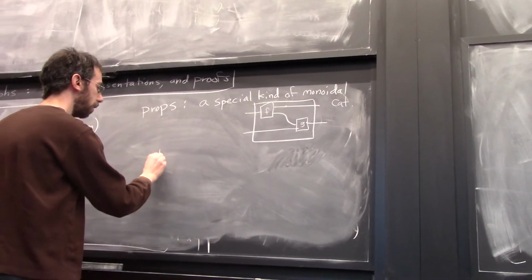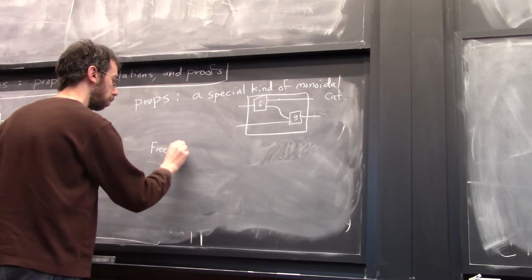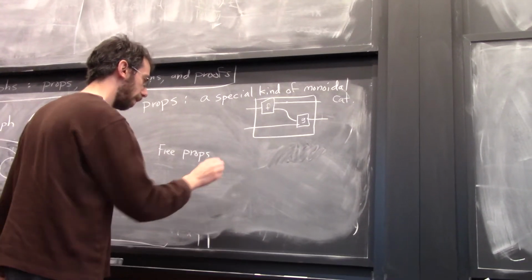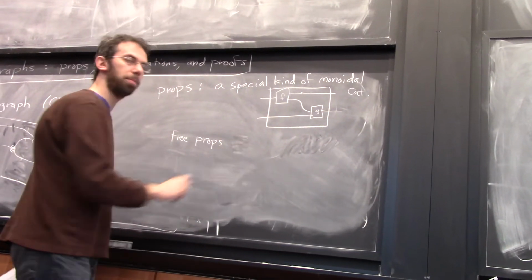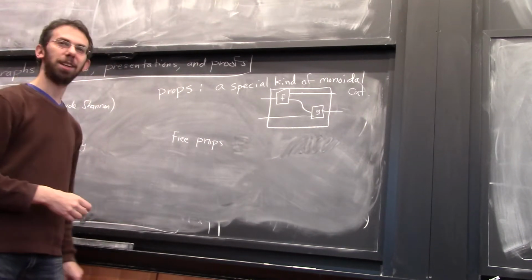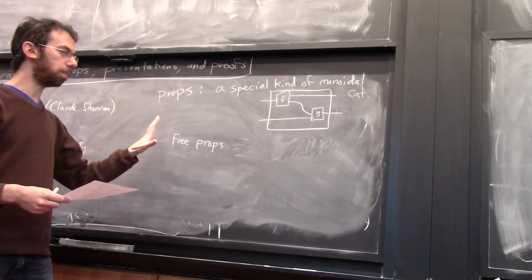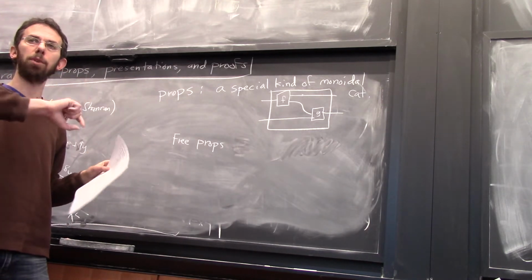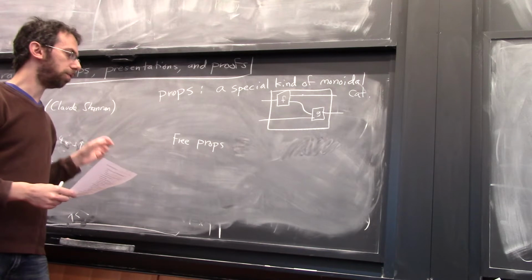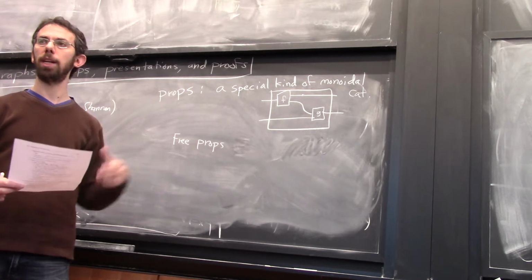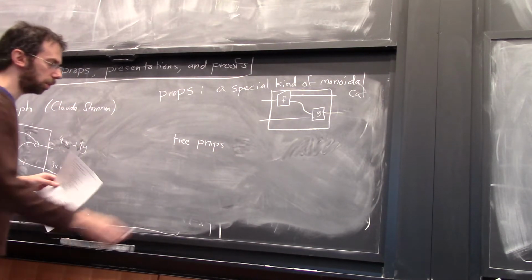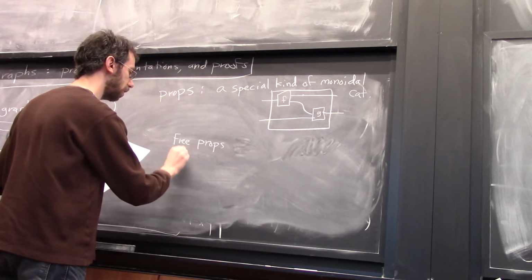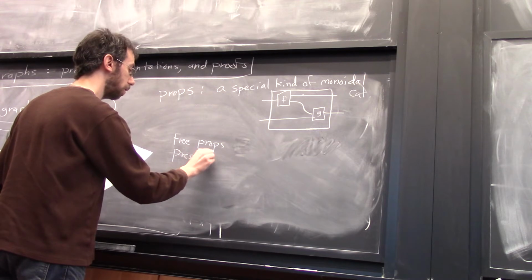So we'll talk about free props, which are kind of like Hasse diagrams for props. In other words, you tell me what you want to put in there, and I'll just freely invent this thing. Kind of like if you draw a Hasse diagram or a graph, then you freely create a poset or freely create a metric space. So we'll talk about free props, and we'll talk about presentations of props.